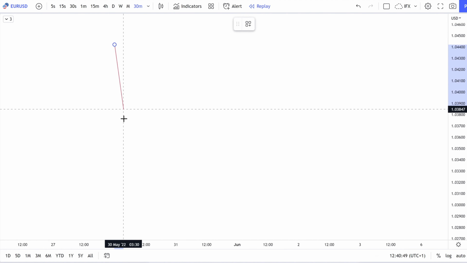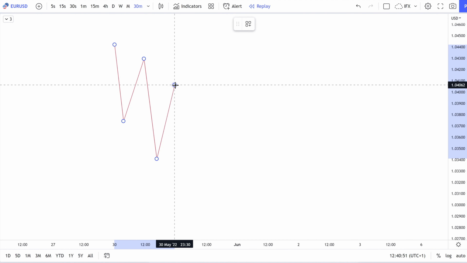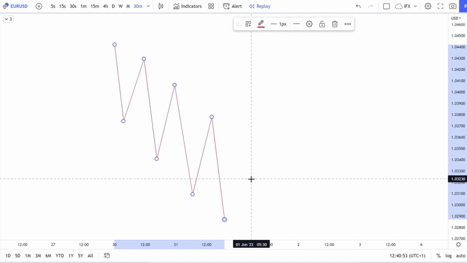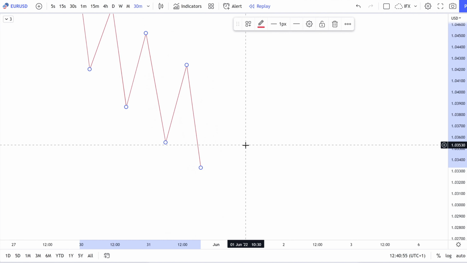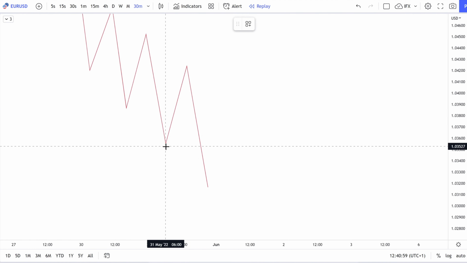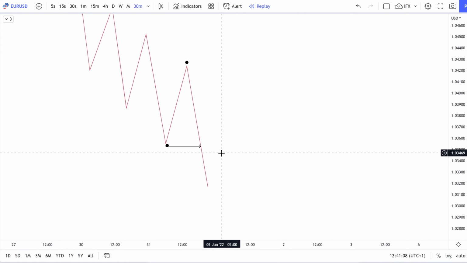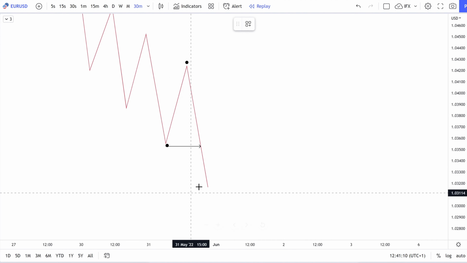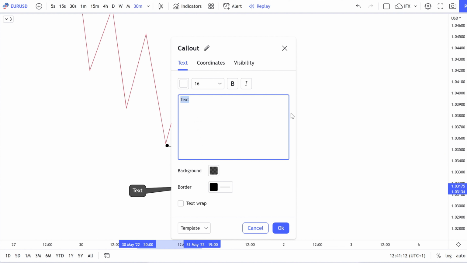So guys, we know the market moves in impulses and corrections, right? So let's say, for example, here, we've broken structure. This low was taken out by this high. Now this is a high because it's broken structure. So at this point in time, our expectation of order flow is for price to pull back.